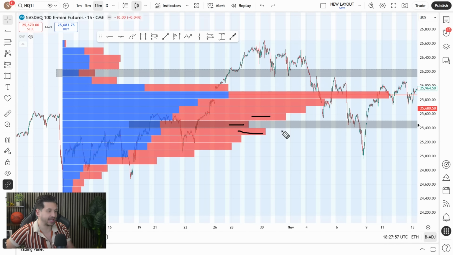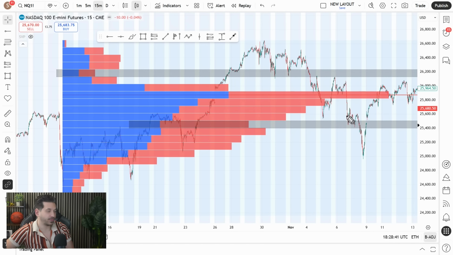Now granted, it's not as good as this one, or it's not as clean as some of the others, because although this is a lower volume node than this one and this one, it's still relatively a high volume node. Does that make sense? But it would still be something I would mark out. I just wouldn't put as much weight to it.